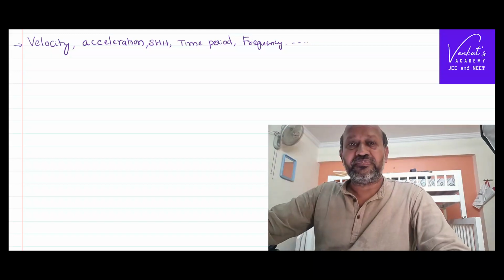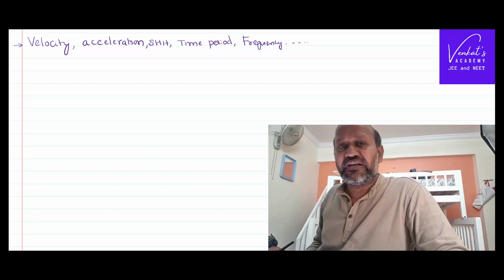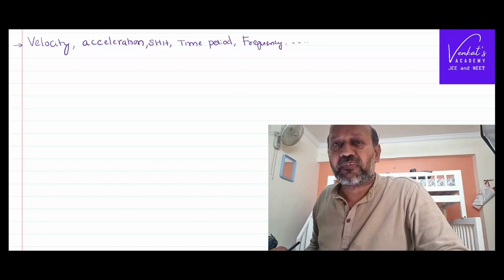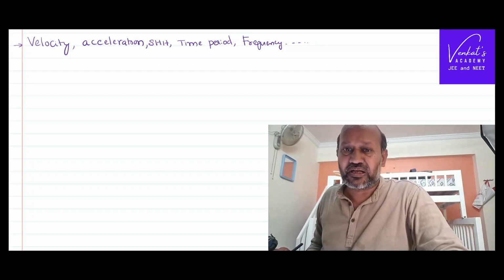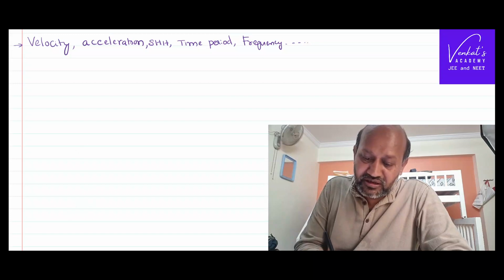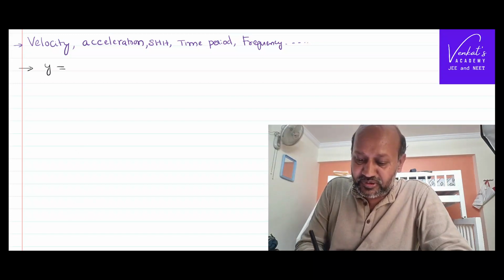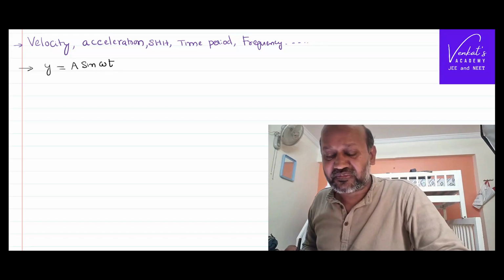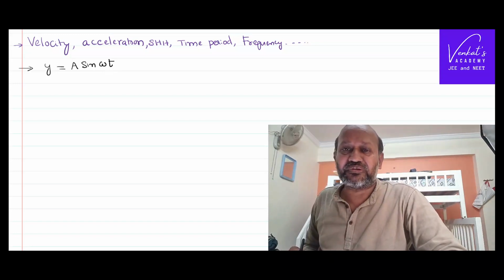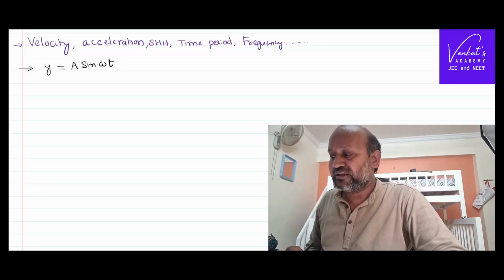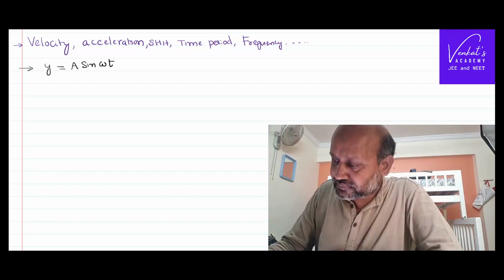Hello everyone. In the previous video, we have proved that the vertical projection of a uniform circular motion is simple harmonic, and we have also derived an expression for the displacement of the particle in simple harmonic motion as y equal to a sine omega t, where y is the displacement, a is the amplitude of the oscillatory motion. We'll begin our discussion right from there.